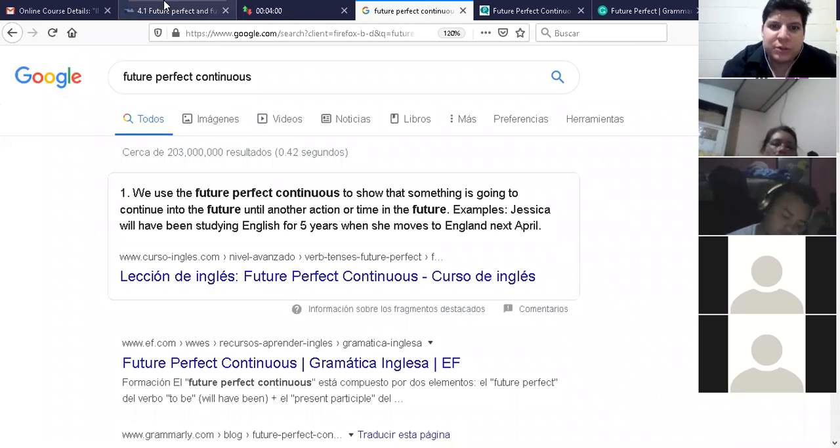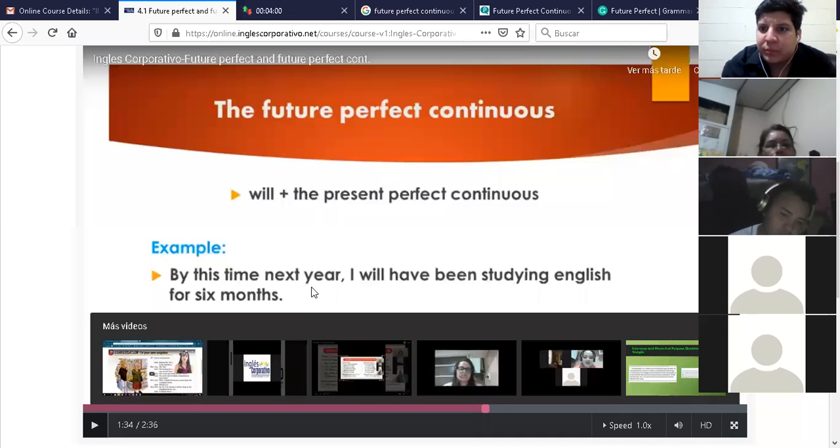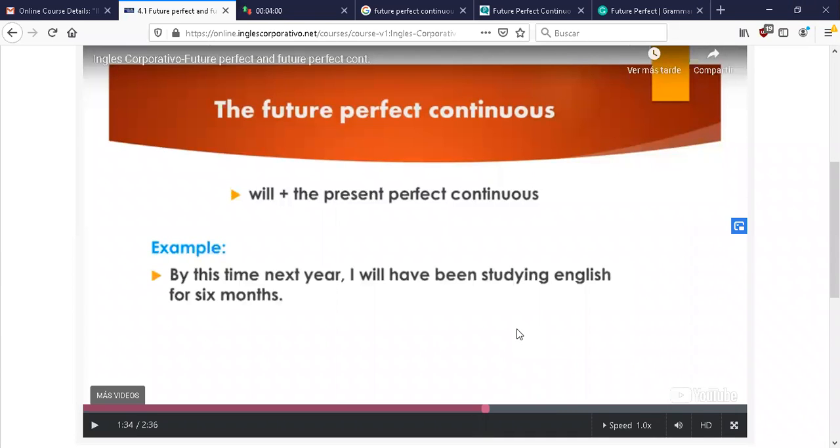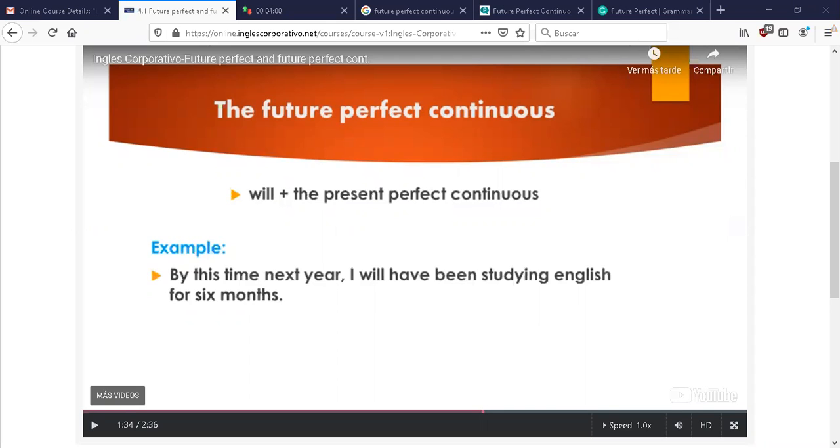Okay, what is the structure for future perfect continuous, guys? You have it right in front of you. Will plus the present perfect continuous. So we're gonna have subject plus will have been plus verb-ing plus complement. What is the structure, guys? Subject plus will have been plus verb-ing.